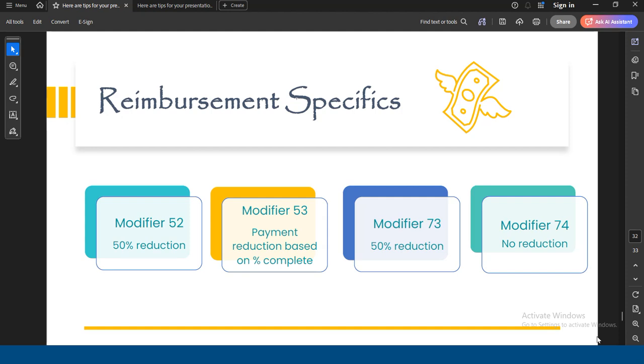Reimbursement specific: if you append 52 modifier, the payment is 50% of the reimbursement. If you append 53 modifier, payment reduction is based on the percentage of the procedure completed. If you append 73 modifier, there is a 50% reduction in the payment to the facility. If you append 74 modifier, there is no reduction in payment to the facility.